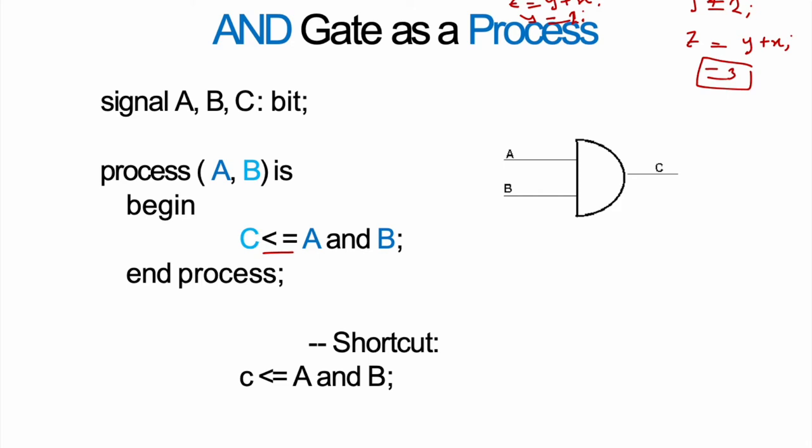But in a concurrent programming language such as VHDL, I can write x equals 1, I can write z equals y plus x, and later write y equals 2. Let's use that right assignment.